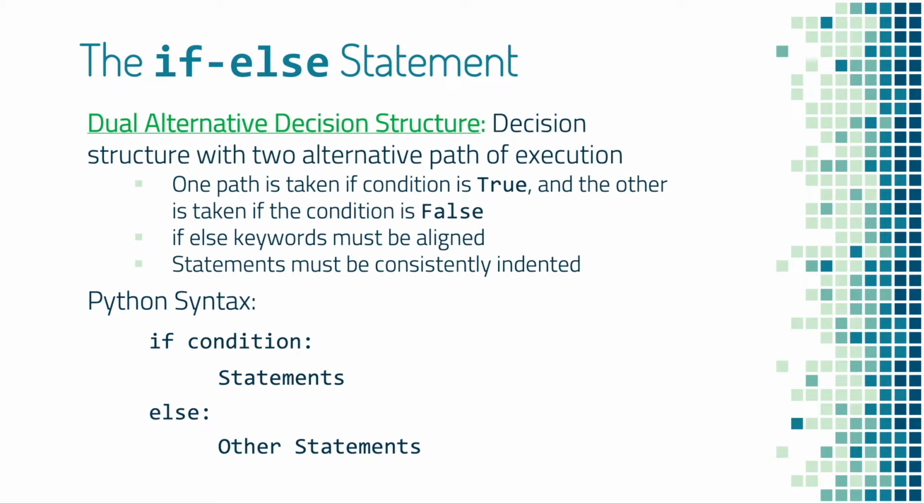So if that condition results to true, we do the first set of statements in the if statement block. If that condition is false, we go down to where it says else and execute the statements in the else block. So we can say, in this case, if your balance is greater than payment, print payment successful. Else, print your account will be overdrawn.